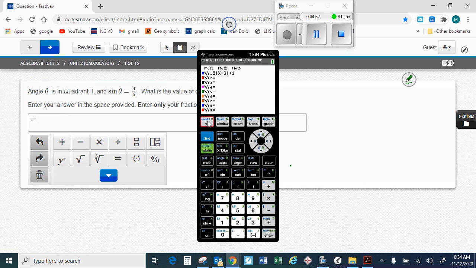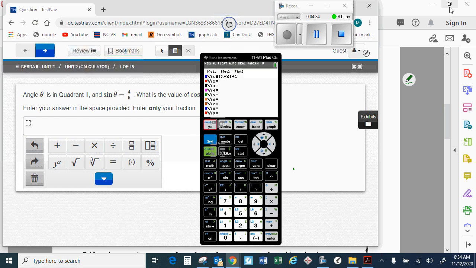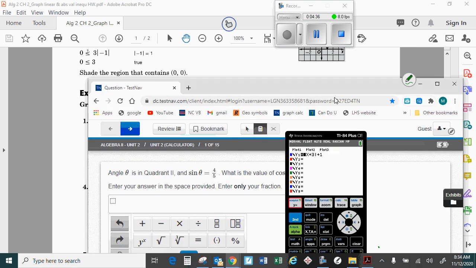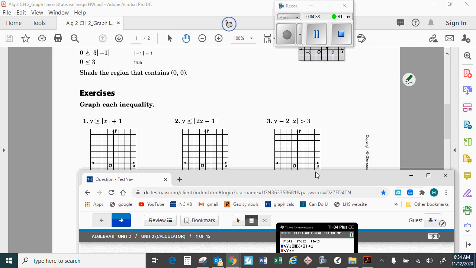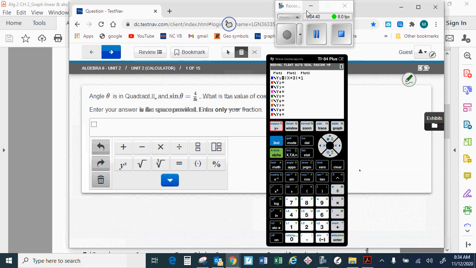Y equals, let's see, what was the equation? Inequality again here. Absolute value of 2x minus 1. Absolute value of 2x minus 1. Okay, and that was it. So delete that.